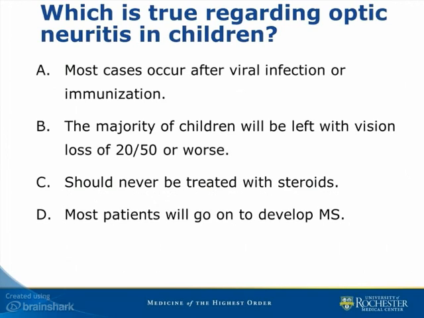Before discussing optic neuritis, I'd like you to consider the following question. Which is true regarding optic neuritis in children? A. Most cases occur after viral infection or immunization. B. The majority of children will be left with vision loss of 20/50 or worse. C. Optic neuritis in children should never be treated with steroids. And D. Most patients that have pediatric optic neuritis will go on to develop multiple sclerosis.